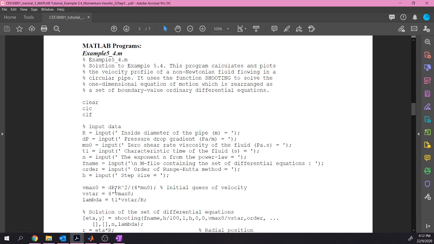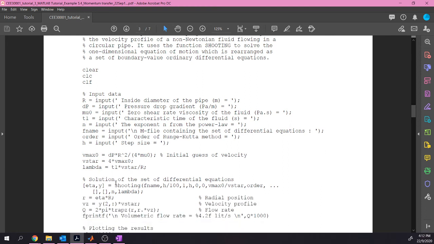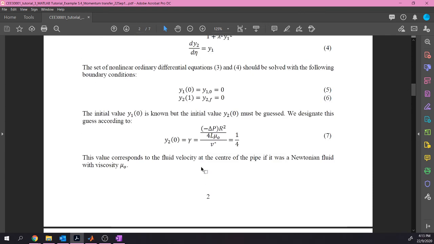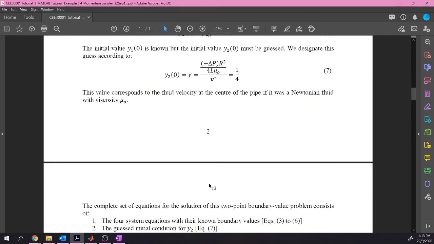So Vmax is actually dP times R squared over 4 mu. Right? And then lambda, we were given, is T1 multiplied by V star over R. Then the solution of the set of differential equations. We will use the shooting method where r equals eta multiplied by R, capital R. This one is our dimensionless form. Vz is y2 multiplied by V star, right? So we can see it over here. Y2 multiplied by V star is Vz.